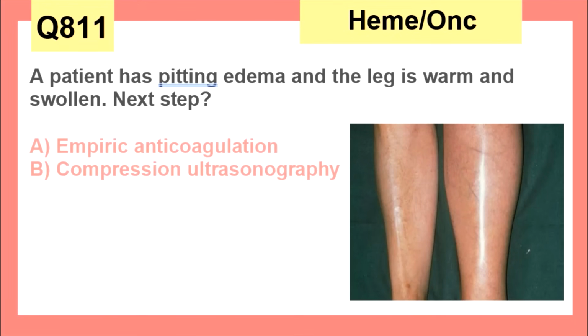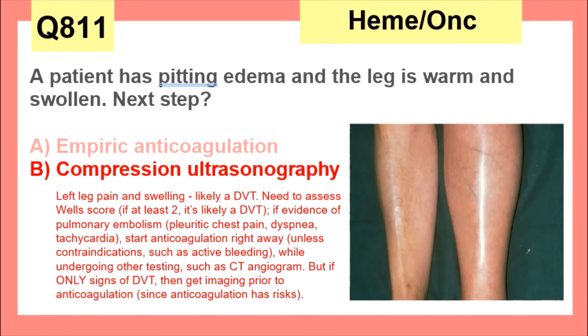811, a patient has pitting edema and the leg is warm and swollen. What's the next step? So here we're going to ultrasound. Anticoagulation is when, according to the Wells score, there will be a very strong likely diagnosis of pulmonary embolism, such as pleuritic chest pain, dyspnea, and tachycardia. But since we don't see these signs, just the DVT, we can get the ultrasound.